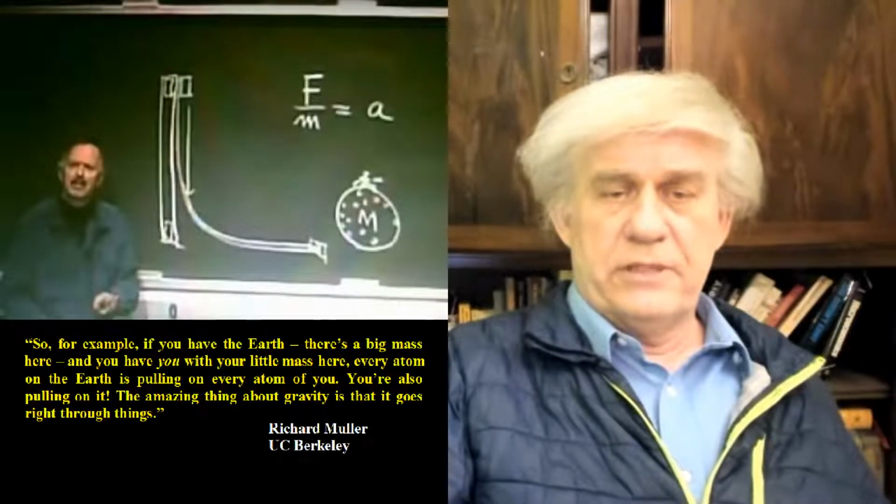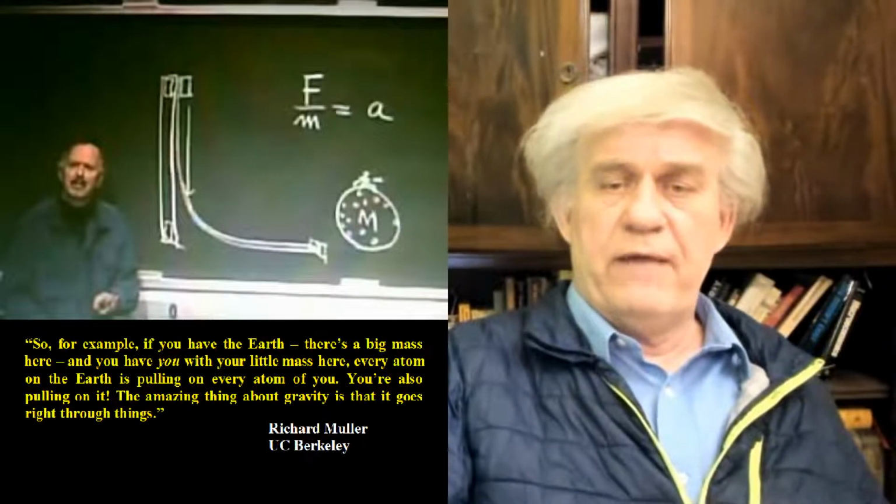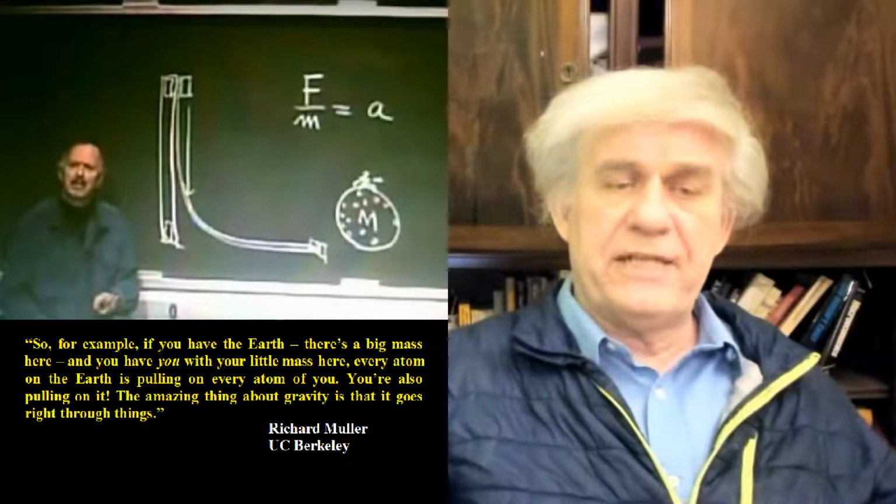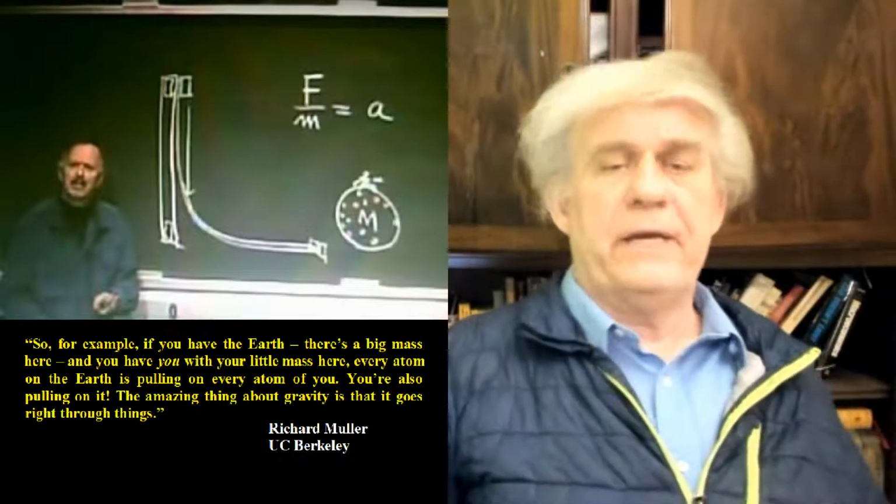Okay, so what is it that we have to explain? Well, here we have Berkeley professor. If you want authority, here you have it. Berkeley professor Richard Miller, he tells you what we have to explain. This is what we have to explain. We have to explain, for example, if you have the Earth, there's this big mass here. That's that big circle there with a big M in it.